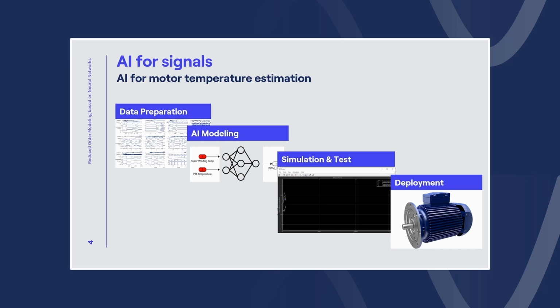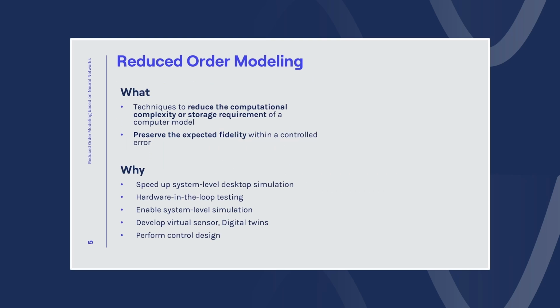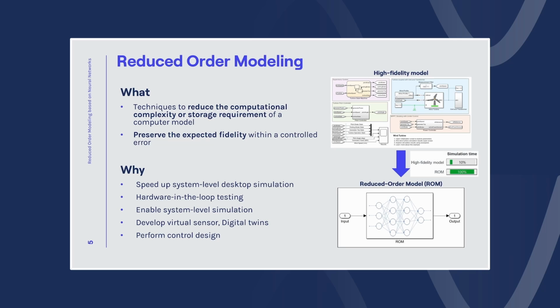In this example, we want to estimate the internal temperature of the motor. For commercial use, it is not feasible to build a sensor into the motor. That's why we have to create an AI model that can estimate the internal temperature of the motor based on the input signals. This AI model can be called a data-driven reduced order model. So what is a reduced order model? Reduced order modeling is a set of techniques for reducing the computational complexity or the storage requirement of a computer model by preserving the expected fidelity with a controlled error.